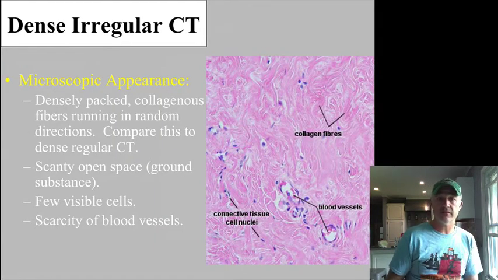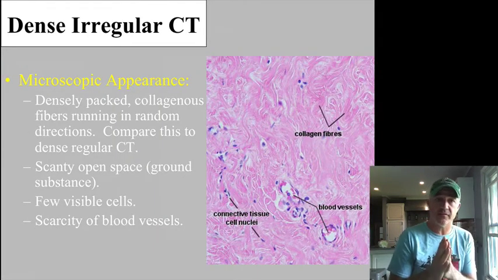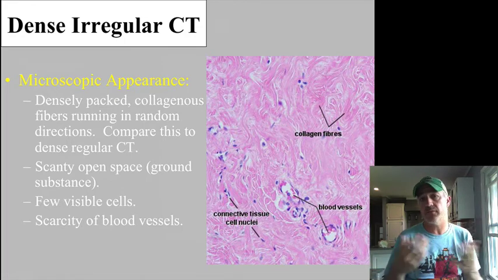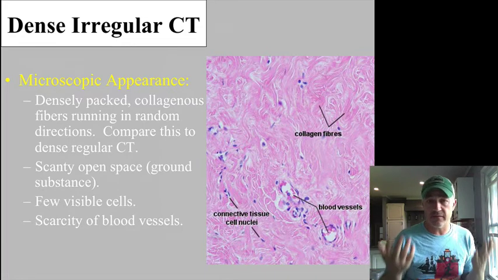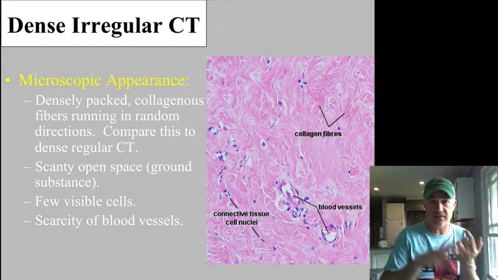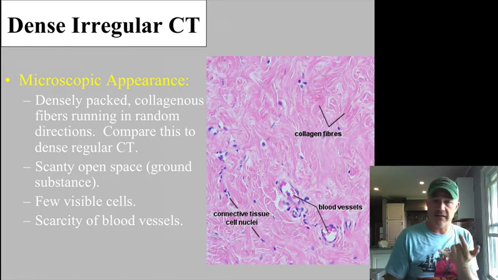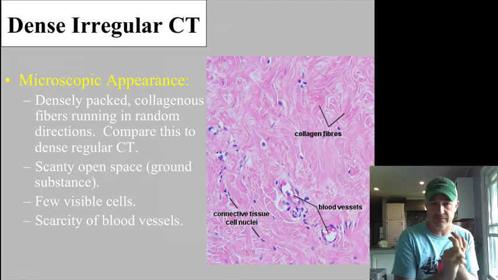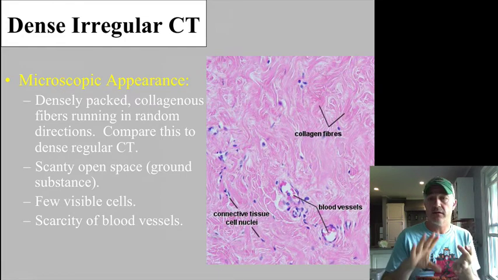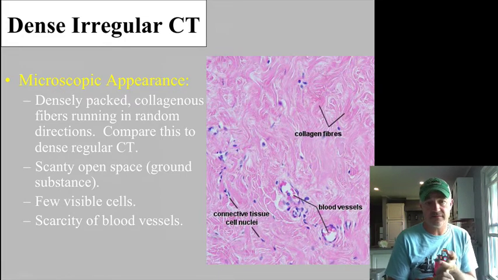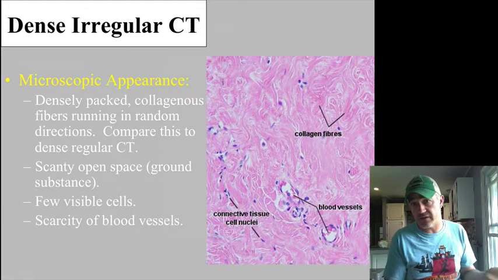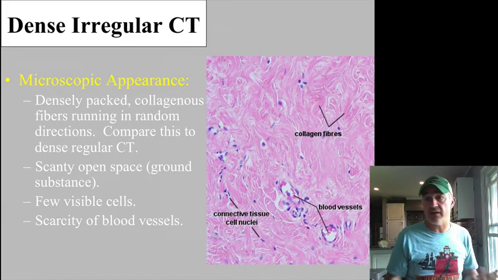Dense irregular, well, if regular was all in the same direction, irregular means they're all in random directions. So very similar in terms of structure, lots of collagenous fibers running every which direction this time. Not a lot of ground substance, not a lot of visible cells at all, not a lot of blood vessels. So very similar with the exception that the fibers are running in all different directions.